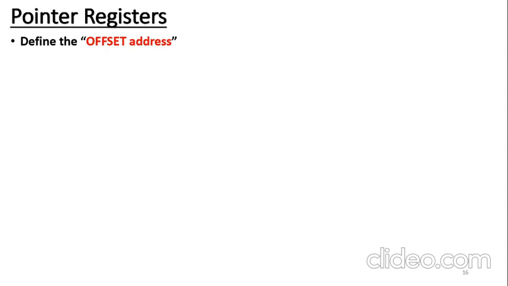Now this offset address is always 16-bit just because the size of a segment is normally 64 kilobyte. And we know that 64 kilobyte is equal to 2 raised to 16 bytes. Hence the offset address within that corresponding segment is always 16-bit.